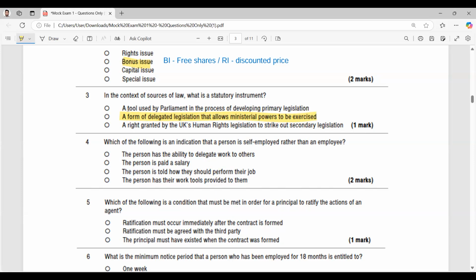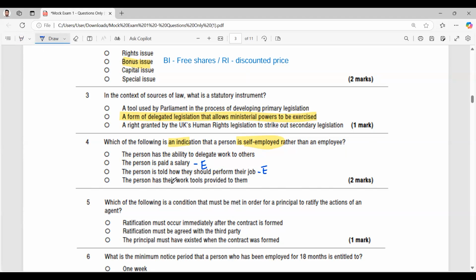Okay. Right. The fourth one, which of the following is an indication that a person is self-employed rather than an employee? So which supports self-employment? The person has the ability to delegate work to others. The person is paid a salary. But if you are getting a salary, you are an employee. The person is told how they should perform their job. So that is also supporting being an employee.